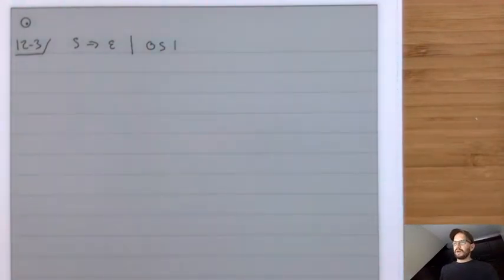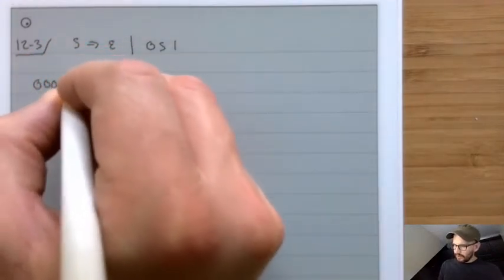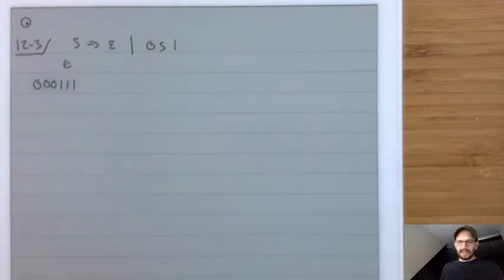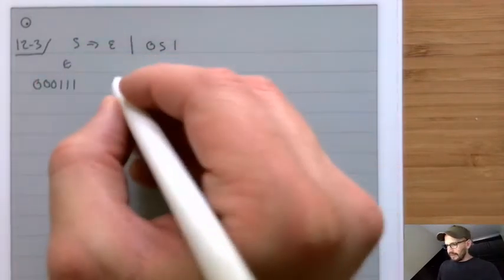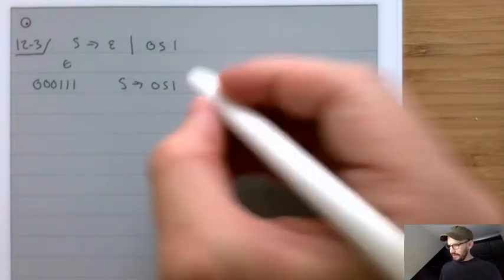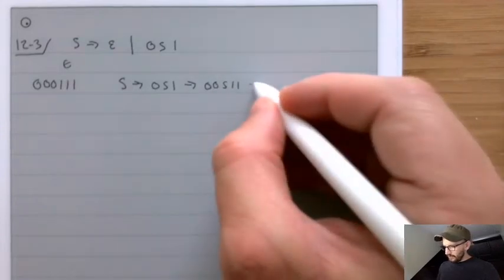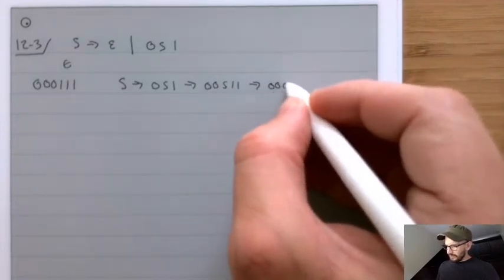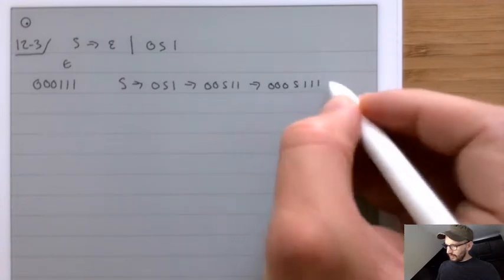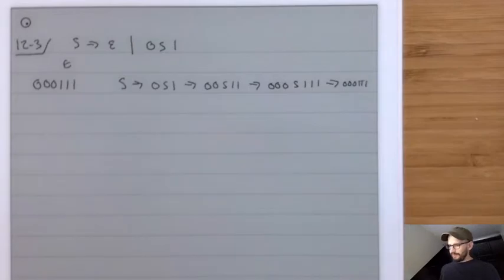Now, if I wanted to show that 000111 is inside of that context-free grammar, here is how I would do it. I would write down S goes to 0S1, goes to 00S11, goes to 000S111, goes to 000111.